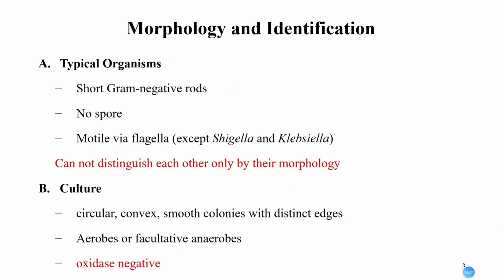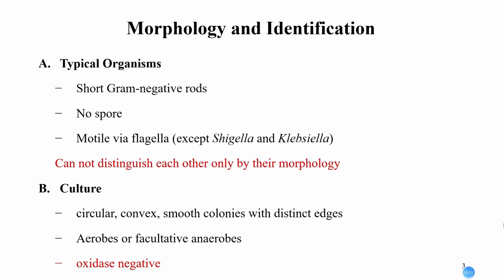Morphology and identification. This big family, they look the same. So all of them are short, gram-negative bacilli, rods. They don't form endospores. And most of them are motile, okay? Most of them are motile. They can produce flagella. But the exception here is Shigella and Klebsiella. Shigella and Klebsiella, they don't have flagella.